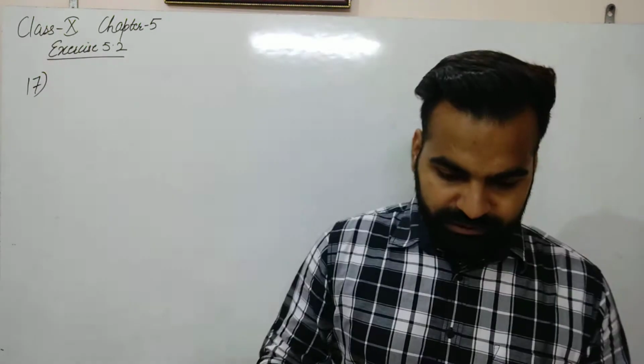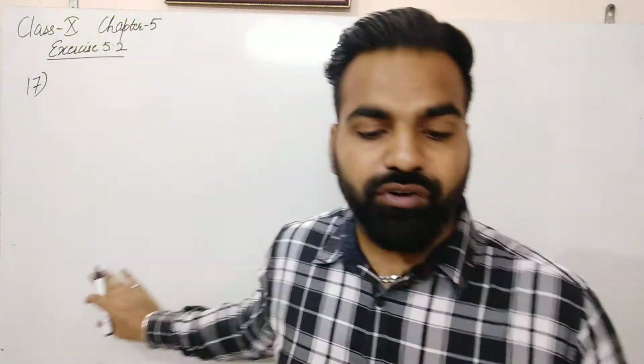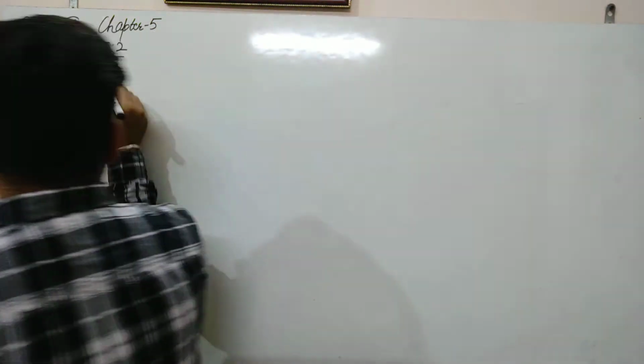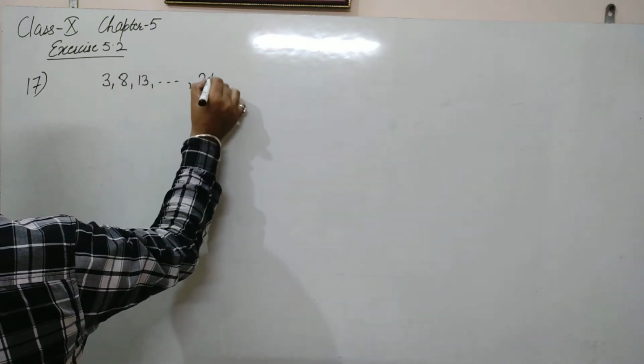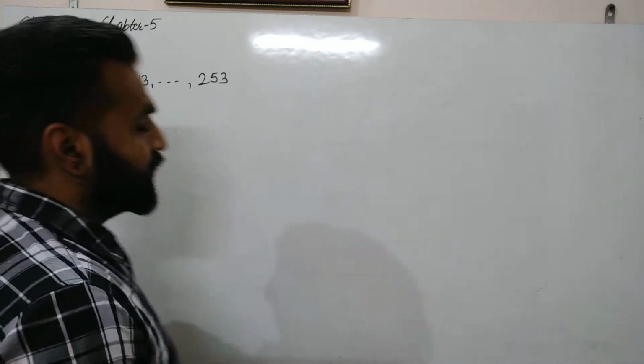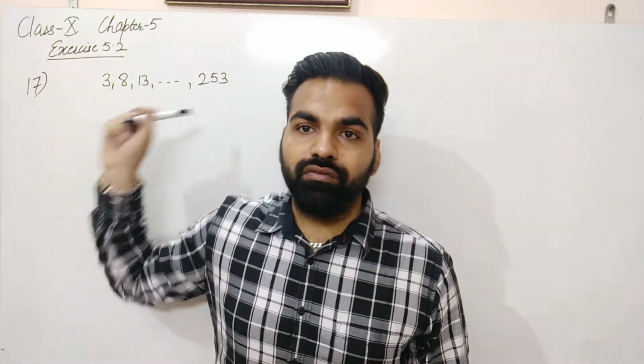Question number 17 now. Find the 20th term from the last term of the AP 3, 8, 13, up to 253. So the AP is given here 3, 8, 13 and the last term is 253. We have to tell the 20th term from the last, not from the starting. From the last we have to tell the 20th term.